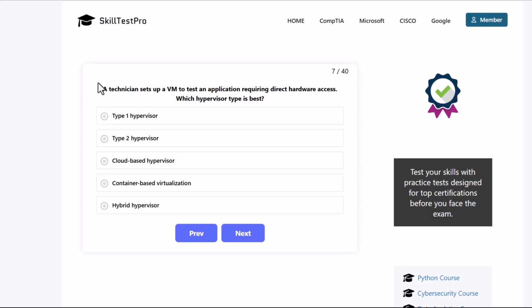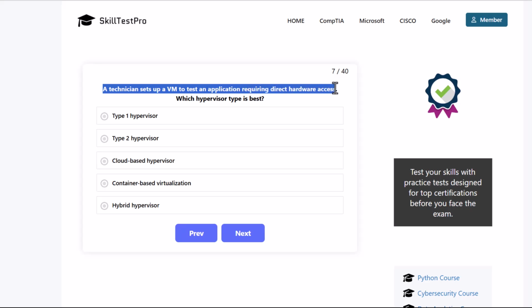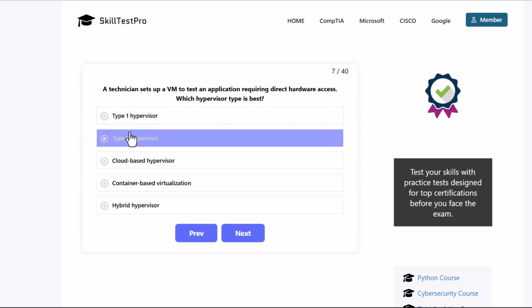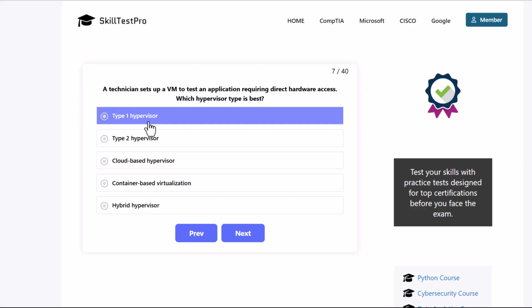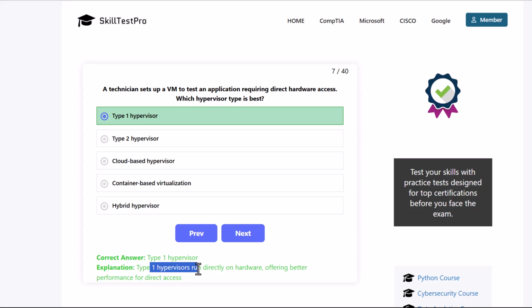Let's read the question again. A technician sets up a virtual machine to test an application requiring direct hardware access. So straight away we are not talking about cloud-based hypervisors, as we are talking about a hypervisor capable of accessing bare metal, or directly our computer. In this scenario, the correct answer is type 1 hypervisor. Type 2 hypervisors are usually those which you install on your operating system, for example VirtualBox, which you install on your Windows environment. Type 1 hypervisors are integrated directly on the hardware itself, as type 1 hypervisors run directly on hardware, offering better performance for direct access.